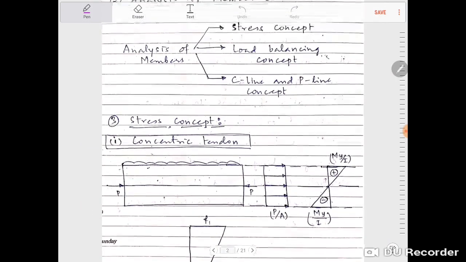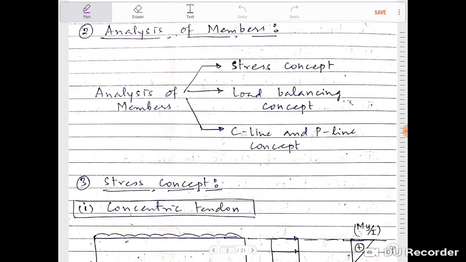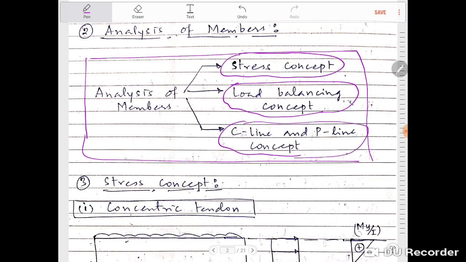Then, in order to do the analysis of pre-stressed concrete members, we have three concepts. The first concept is the stress concept, the second concept is the load balancing concept, and the third concept is the C line and P line concept. This is the cable line and this is the pressure line.